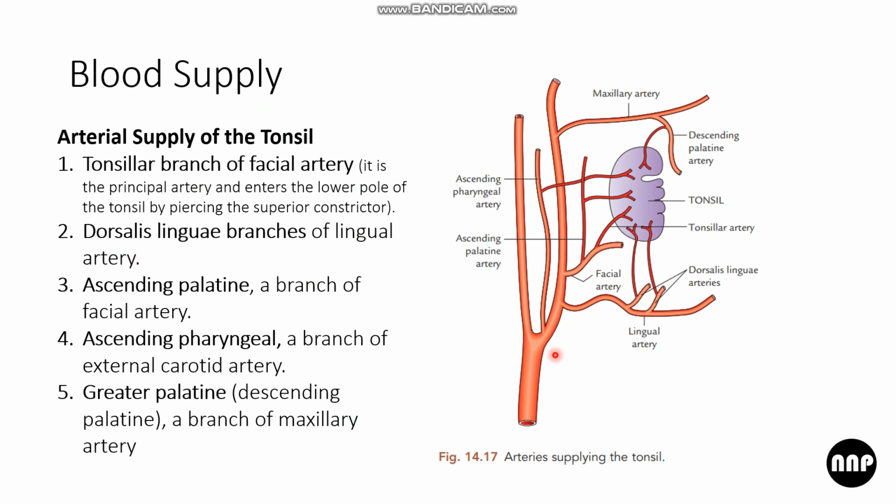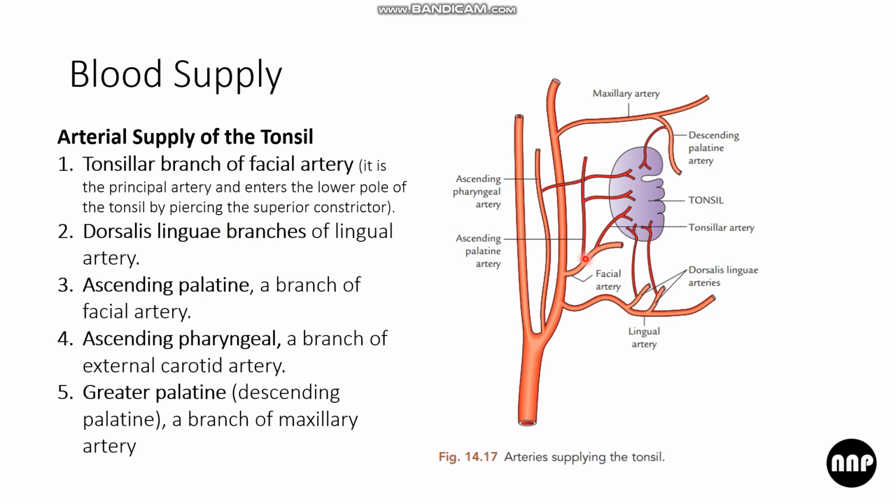Coming to the blood supply, we are going to talk about the arterial supply first. So let's understand this diagram. This is the common carotid artery, which gives two branches, internal carotid artery and external carotid artery. Now there are several branches of the external carotid, but here of our use are the lingual artery, facial artery, maxillary artery, and ascending pharyngeal artery. From the lingual artery, we get the dorsalis linguae arteries.